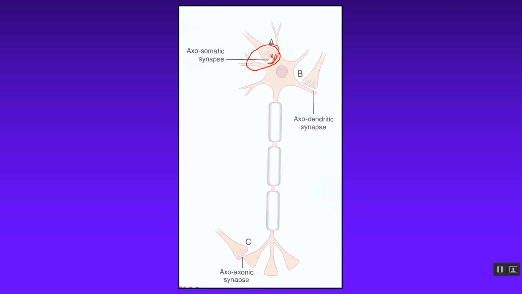So you can have an axon communicating with a region of the actual cell body, which can have receptors on it, receptors that are specific to those neurotransmitters. Here's an axodendritic, so you can actually influence the dendrite here. And then you can have axo-axonic. So here's one axon influencing the activity of another axon.